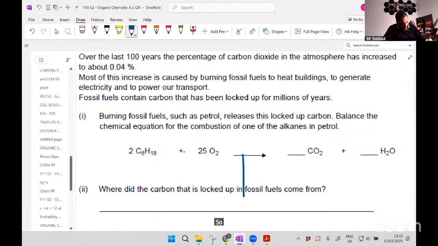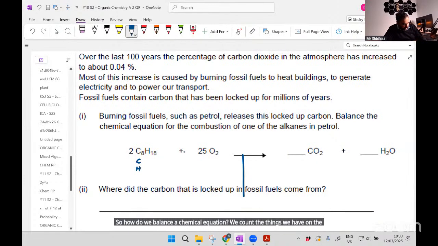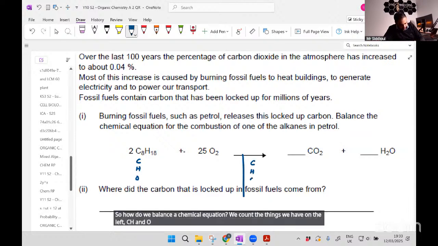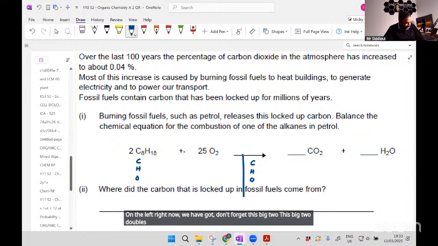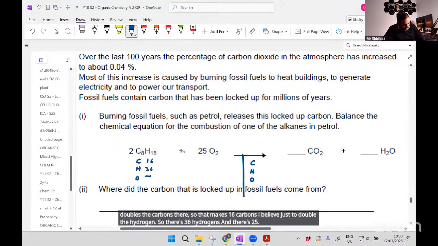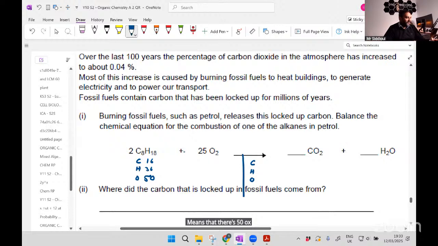So, how do we balance a chemical equation? We count the things we have on the left, C, H and O, and then count the things we have on the right, C, H and O. On the left right now, remember, don't forget this big two. This big two doubles the carbons there, so that makes 16 carbons, I believe. This two doubles the hydrogen, so there's 36 hydrogens. And this 25 means that there's 50 oxygens, which is reasonably large numbers.